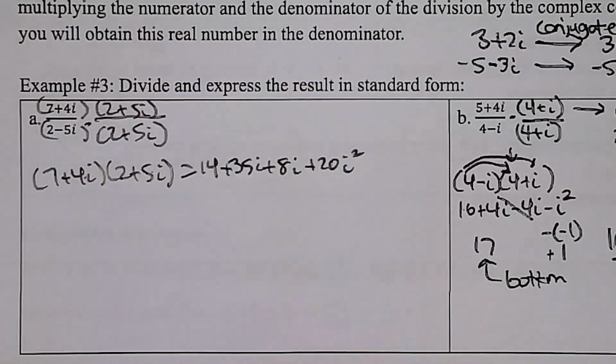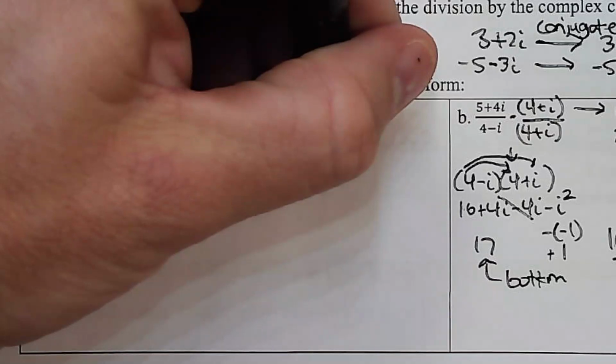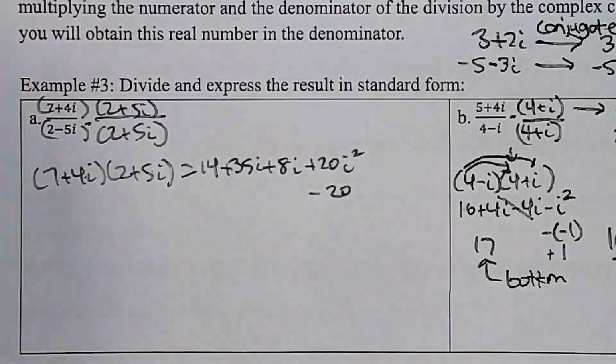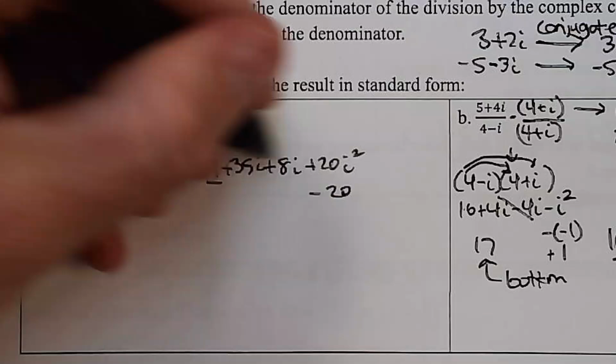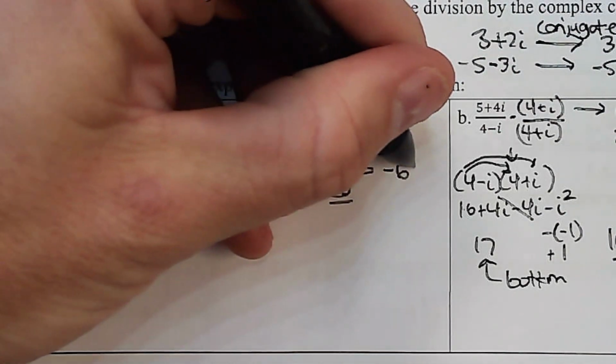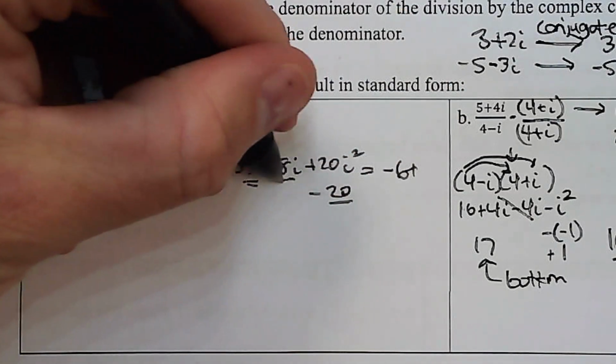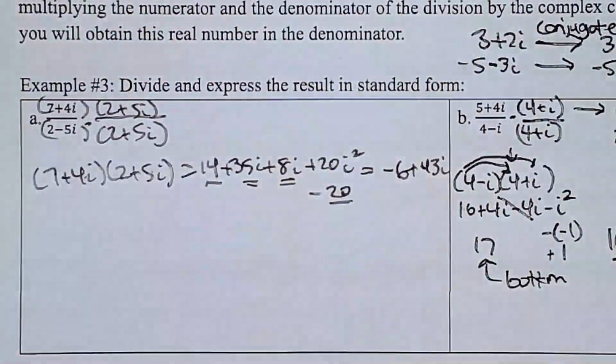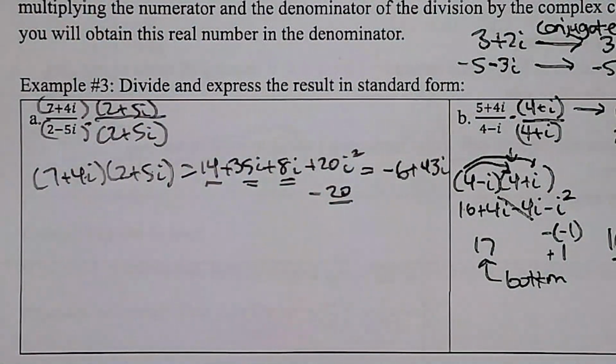Okay, now we'll simplify. What's i squared? -1, so it's 20 times -1. So I'm just going to make that minus 20. So what's 14 minus 20? And then plus 35i plus 8i. 43i. So that's the top.